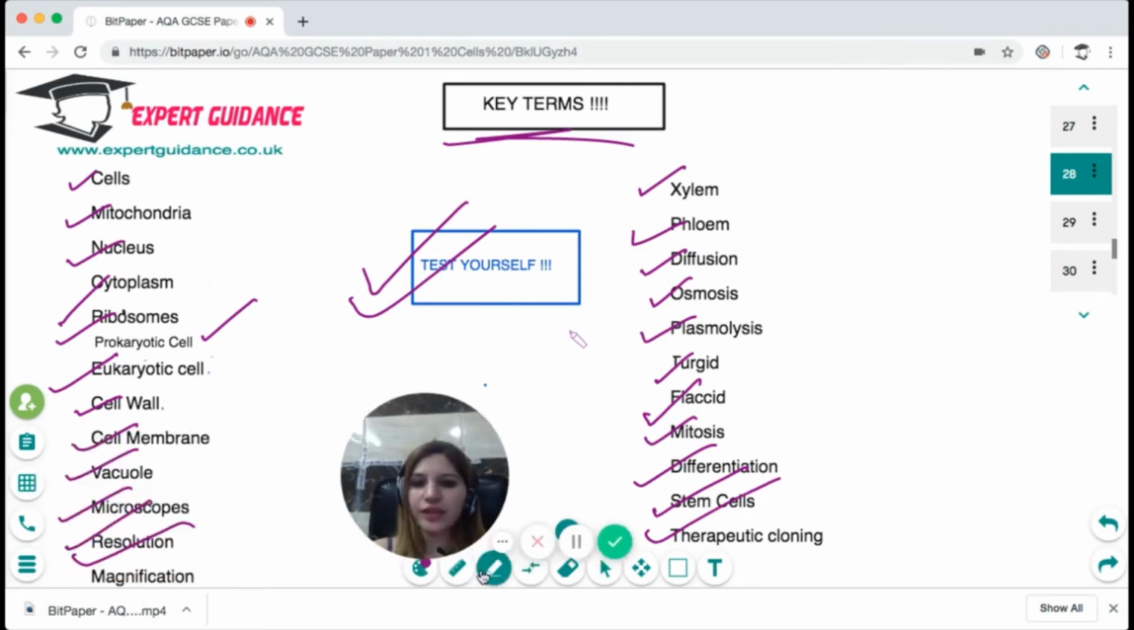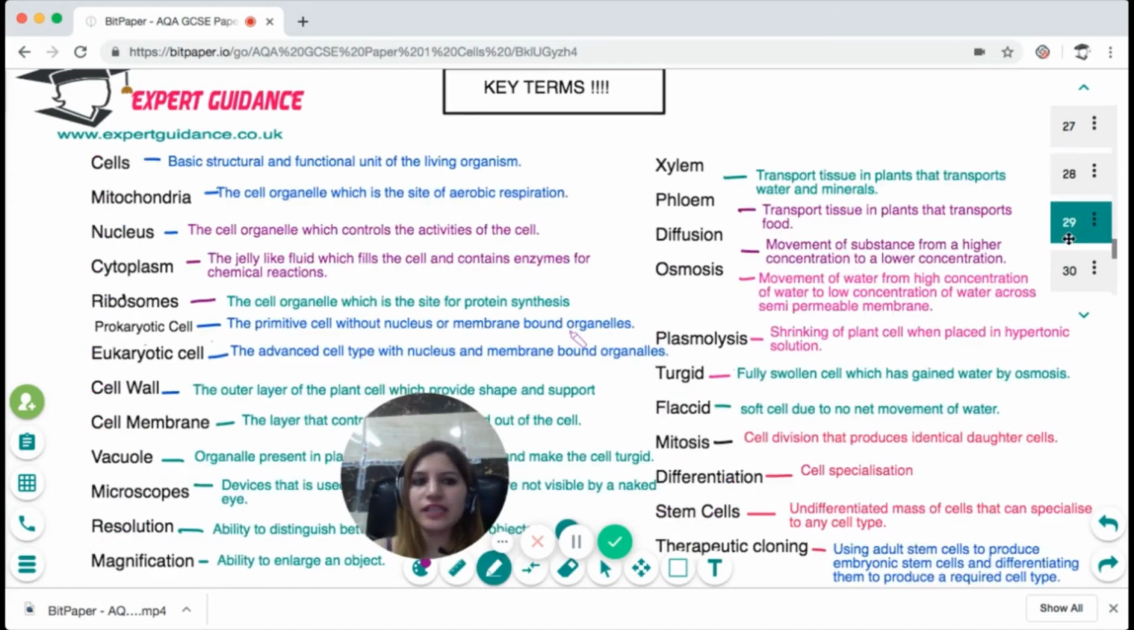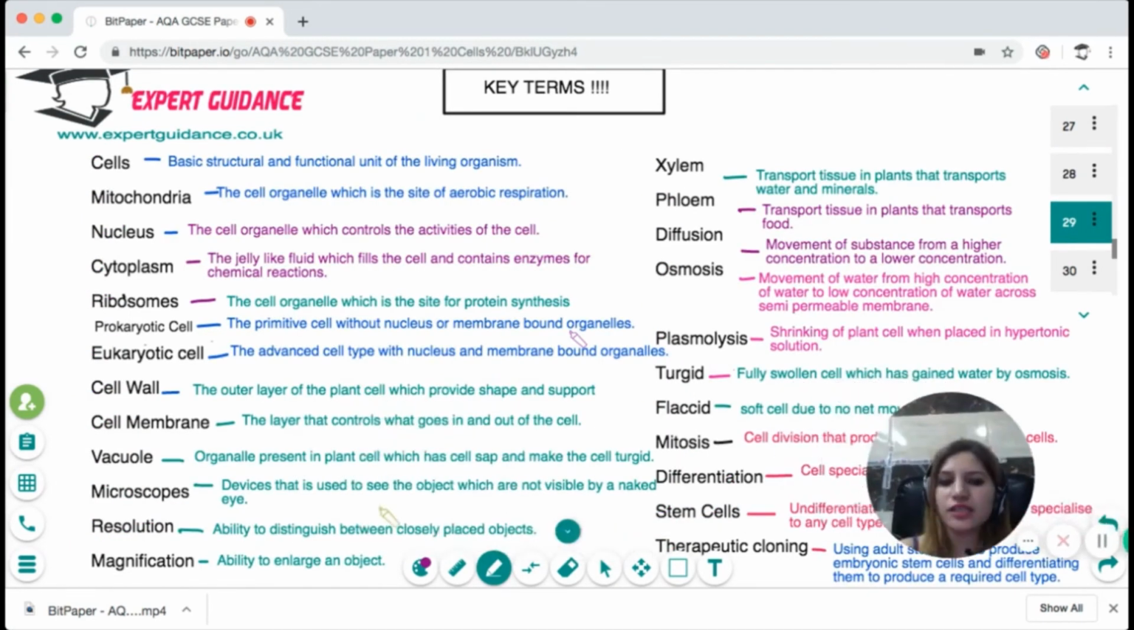Okay, so I hope now you have written your answers on the meaning of these key terms. Now let us look at the answers. What are cells? A cell is the basic structural and functional unit of a living organism. Mitochondria is the organelle which is the site of aerobic respiration. Nucleus is the organelle which controls the activities of the cell. Cytoplasm is a jelly-like fluid which fills the cell and contains enzymes for chemical reactions. Ribosomes are the cell organelles that are the site of protein synthesis.